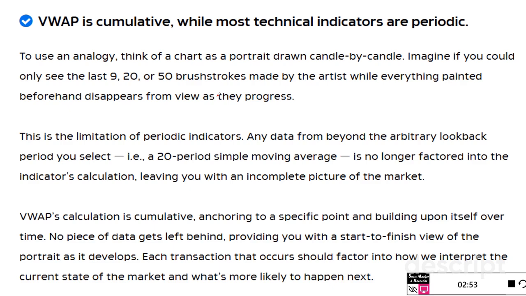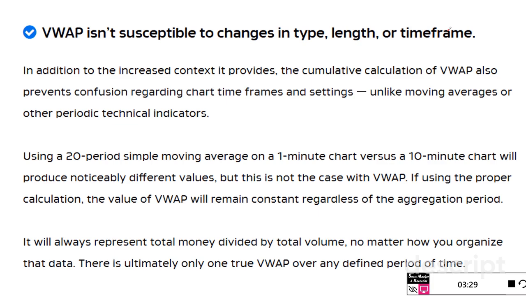There are a few rules. VWAP is cumulative while most technical indicators are periodic. Imagine if you could see only the last 9, 20 or 30 candles of any indicator. That is not continuous. It gives you only a specific time period of price movement, but VWAP is very smooth. So VWAP is cumulative while other indicators are periodic. Sounds very different, but when we touch base on the next point, we understand what this actually means.